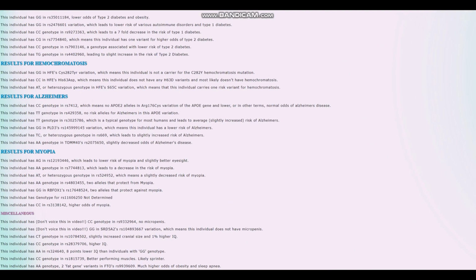Yeah, so his score for Alzheimer's, he doesn't really have any variants. Oh, he has this one. So he's got this genotype, which slightly increases the odds of Alzheimer's, and every other genotype pretty much decreases it. Pretty good.